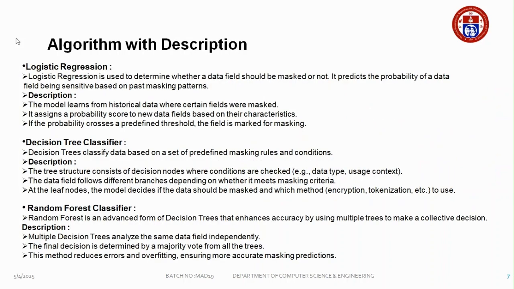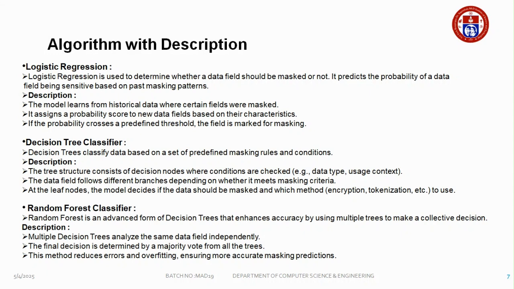Coming to the algorithms, we have used logistic regression. Logistic regression is a binary classification algorithm that helps determine whether a piece of data should be masked or not based on the predefined security policies. It is useful for real-time decision making by analyzing the access pattern and determining if masking is necessary.